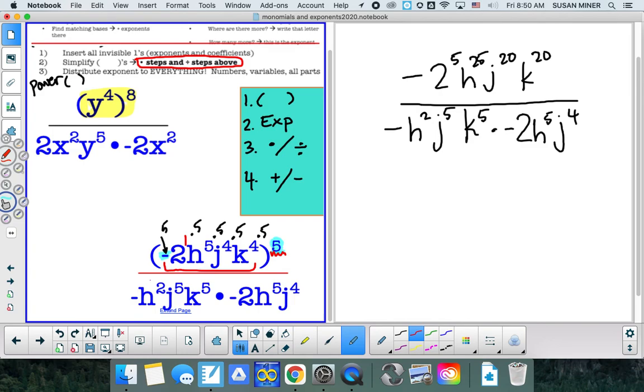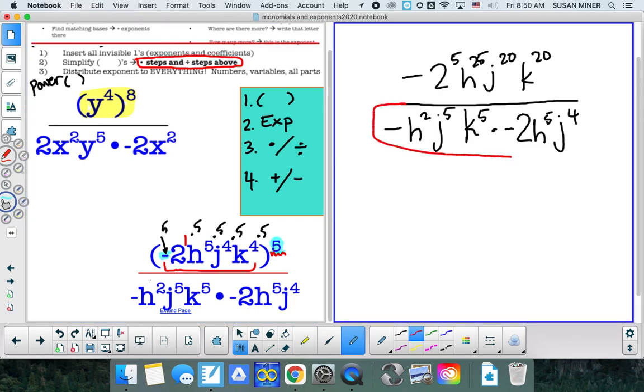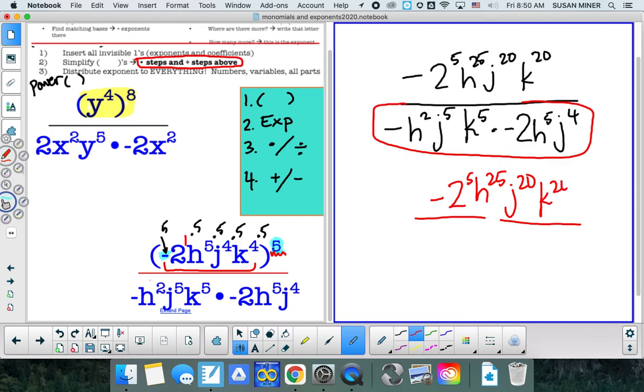Wherever there's more going on, that's where I'm going to start simplifying. So down here in the bottom, I have a lot more going on. I'm going to start by simplifying the bottom half of this equation. I'm just going to leave the top half just how it is: 2 to the 5th, h to the 25th, j to the 20th, k to the 20th.